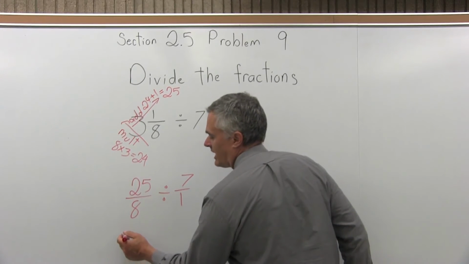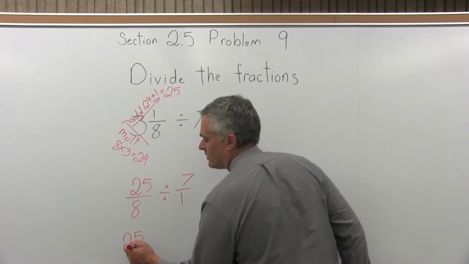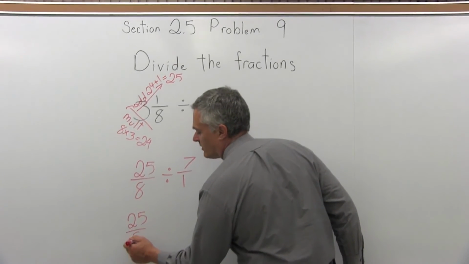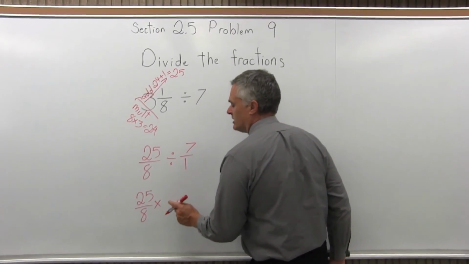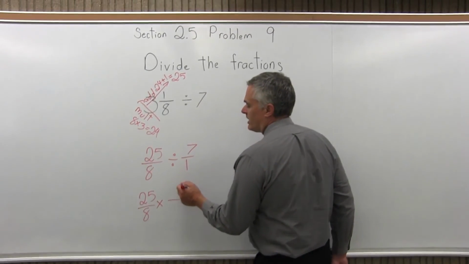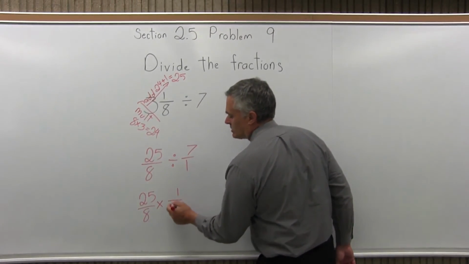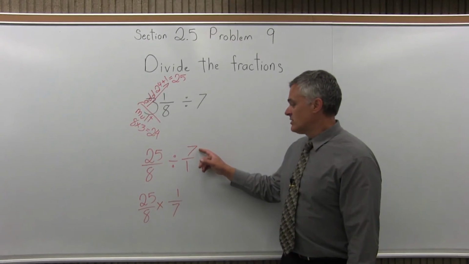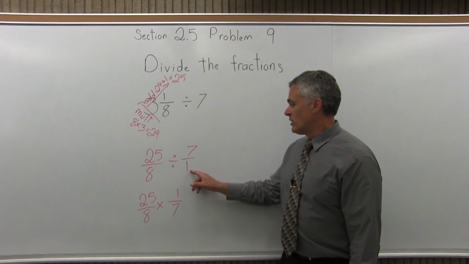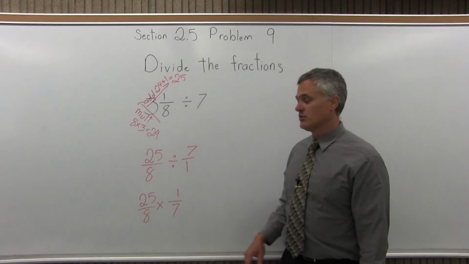So when you divide fractions, we will leave the first fraction the way it is, 25 over 8. I will change the problem from a division to a multiplication, and then I will invert the second fraction. So the 7 over 1 is inverted, or simply flipped. The 7 goes from the numerator to the denominator, and the 1 goes from the denominator up to the numerator.